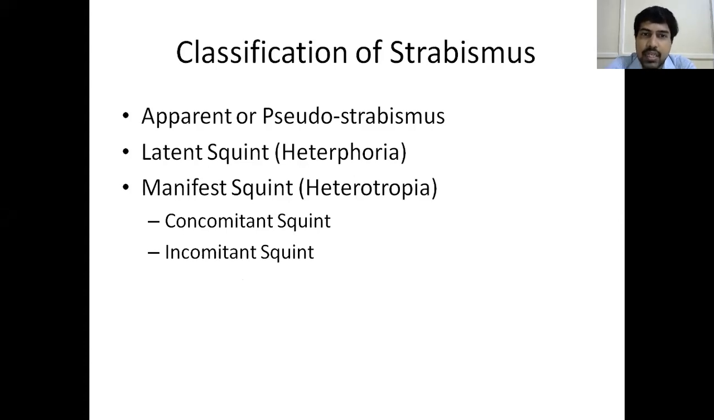Phoria means the squint is hidden, it is latent. Only when you do some tests clinically, like the Maddox rod test or Bielschowsky test, etc., can you quantify that a squint is really present. And similarly, manifest squint. Here, directly on seeing the person, you can see that the eye is deviated. It is known as tropia, heterotropia, and it is further classified into concomitant squint and incomitant squint. Incomitant means paralytic squint. Okay.